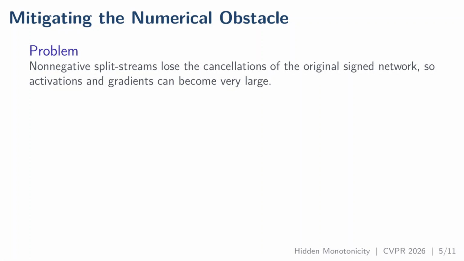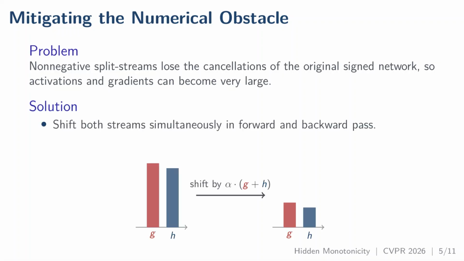In the decomposition of our pre-trained CNNs, we need to overcome a numerical obstacle. Since both streams have non-negative weights, there is no cancellation happening, and activations and gradients can become very large. As a solution, we propose to shift the activations and gradients of the different streams simultaneously in each layer during the forward and backward pass. The respective differences still reconstruct the original network, activations, and gradients.